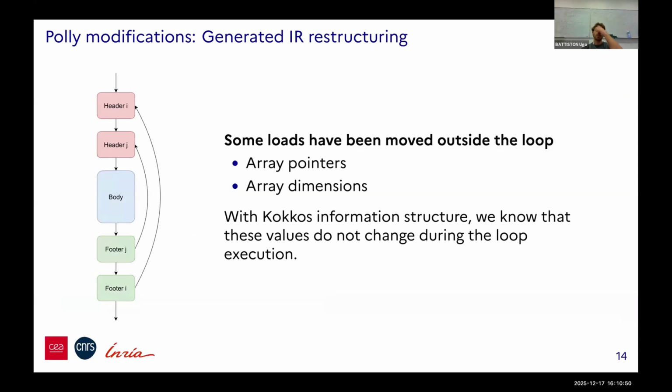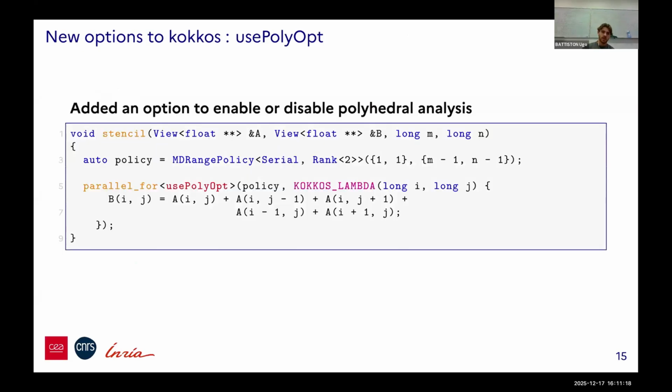Another modification is in Polly. Some array pointers or array dimensions can be loaded inside the loop, because the compiler cannot understand that this information is invariant. And with annotation, we can say this is an array pointer or array dimension, and we can move the loads outside the loops.